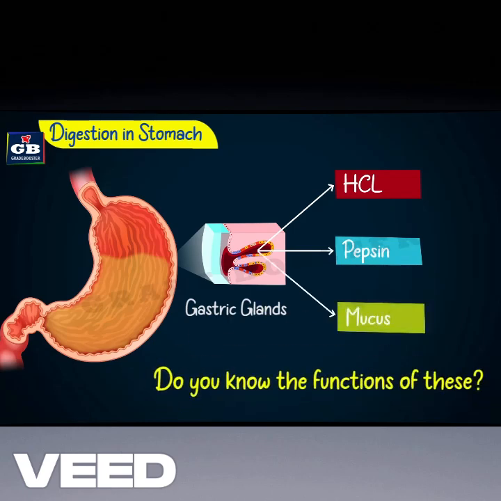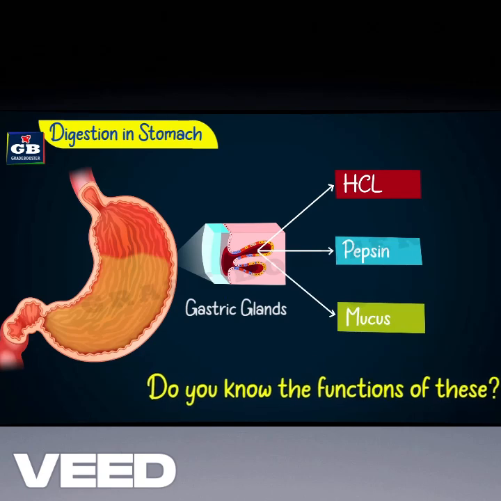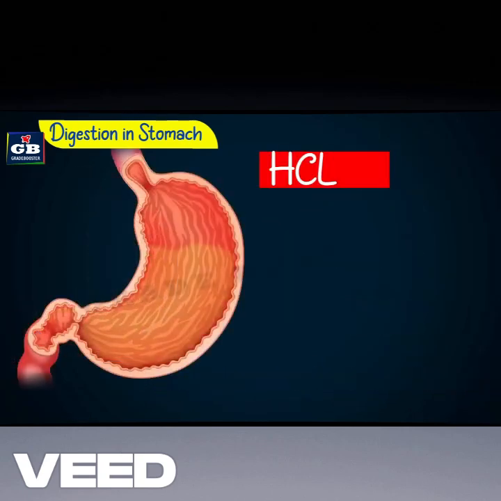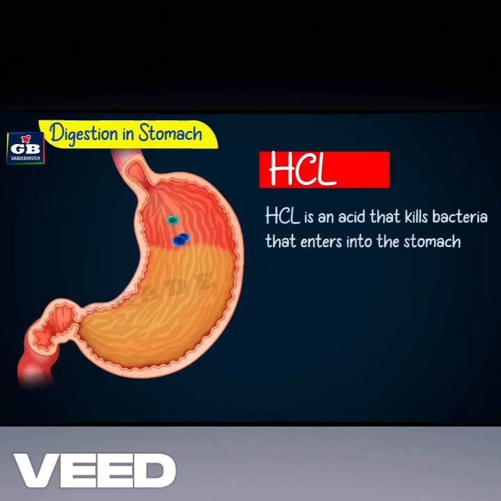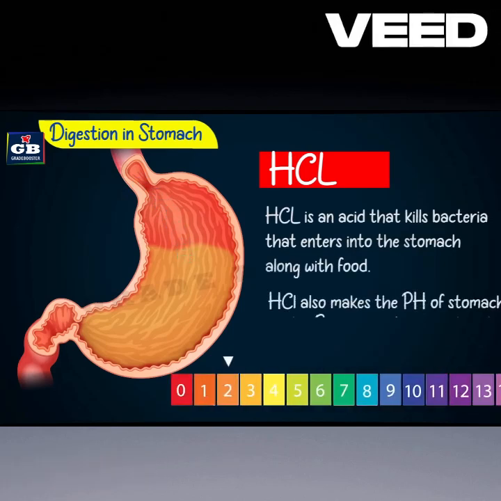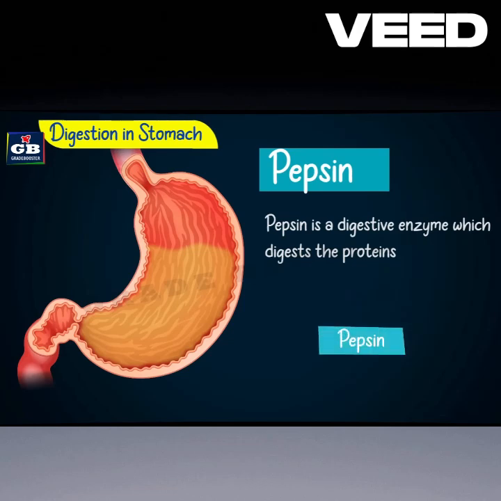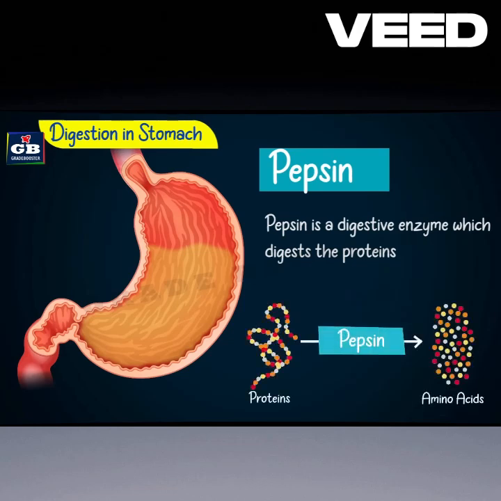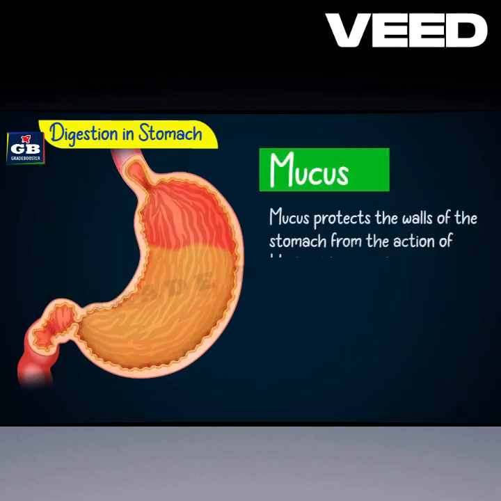Do you know the functions of HCl, pepsin and mucus? HCl, that is hydrochloric acid, is an acid that kills the bacteria that enter the stomach along with food. HCl also makes the pH of the stomach acidic because proteins need an acidic medium for digestion. Pepsin is a digestive enzyme which digests proteins. Mucus protects the walls of the stomach from the action of hydrochloric acid.